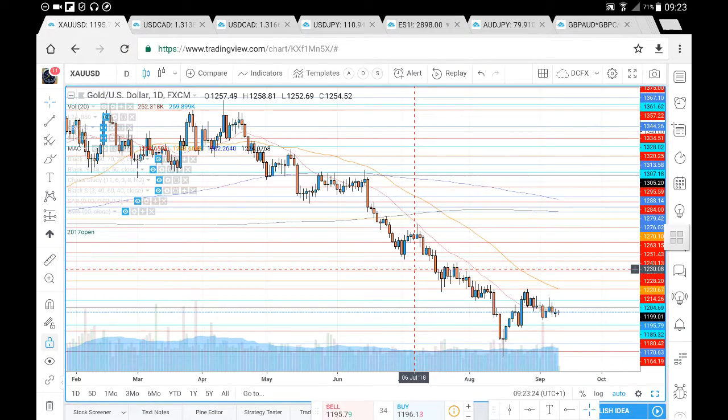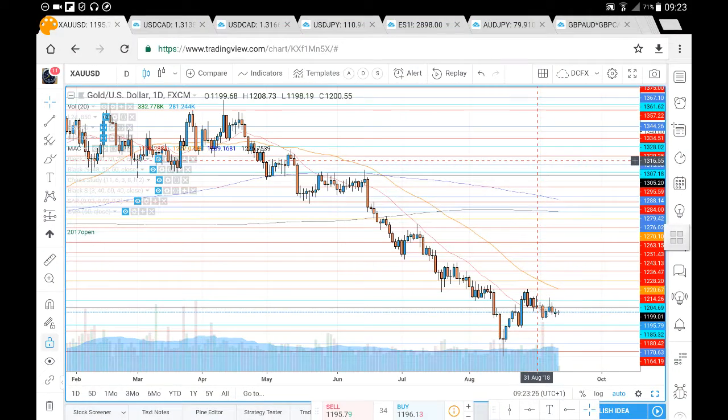But for now, we do appear to have gone into this consolidation in around this 11.99. So we'll see if we do get that break and hold of that level, or we do see that continued breakdown towards 11.85 and possibly beyond.